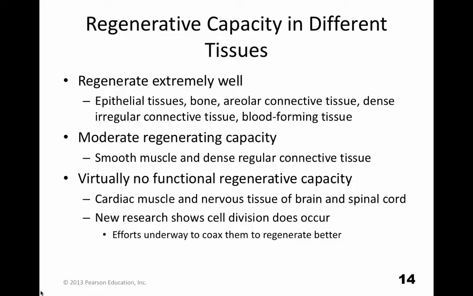But there are things that virtually have no functional regenerative capacity, and one of those is cardiac muscle, your heart muscle, and certain parts of nervous tissue, the brain and spinal cord. Though there is new research that cell division does occur in some of those areas, efforts to coax them to regenerate better are still in their early infant stage, and we're still working on being able to have that happen for us.